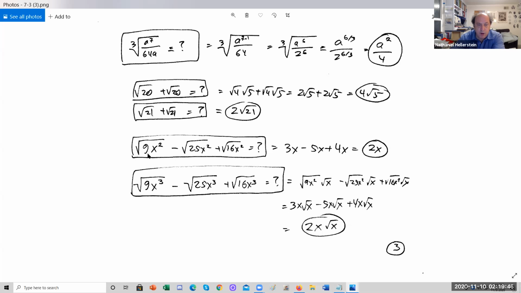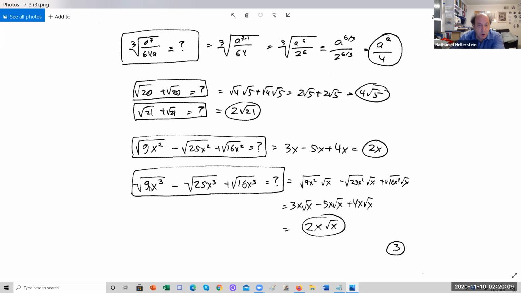Root 9x squared minus root 25x squared plus root 16x squared. What is that? Well, root 9x squared is 3x. Root 25x squared is 5x. Root 16x squared is 4x. 3 minus 5 plus 4 comes out to 2x. Although I suppose it really should be 2 absolute value of x.